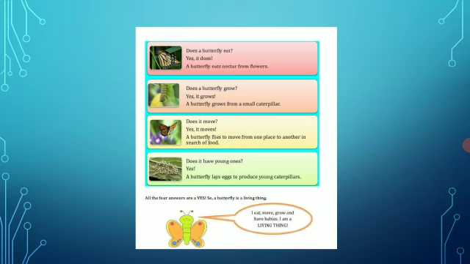Now, the next question. Does it move? Yes, it moves. A butterfly flies from one place to another in search of food. Now, the last question. Does it have young ones? Oh yes, a butterfly lays eggs to produce young caterpillars. So all the 4 answers are yes. So a butterfly is a living thing. I eat, move, grow and have babies. I am a living thing.